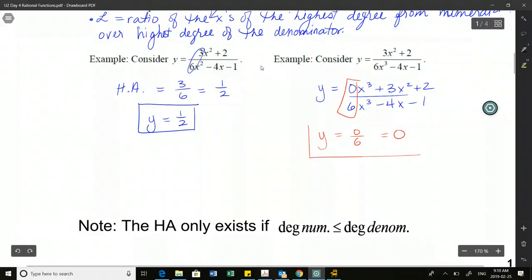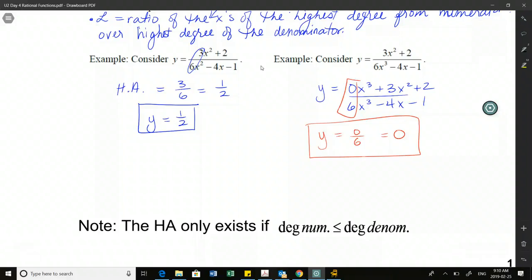Okay? Mark? When the denominator has a higher degree than the numerator, we sub it. Yep.